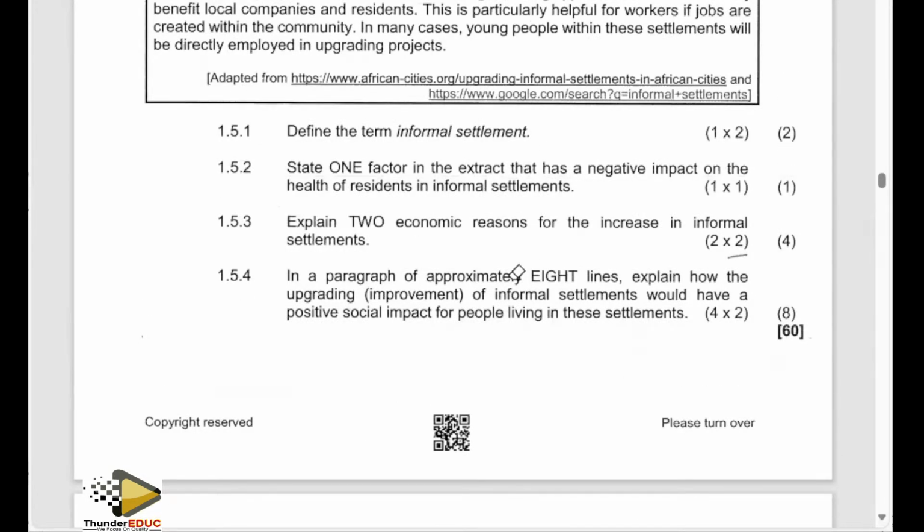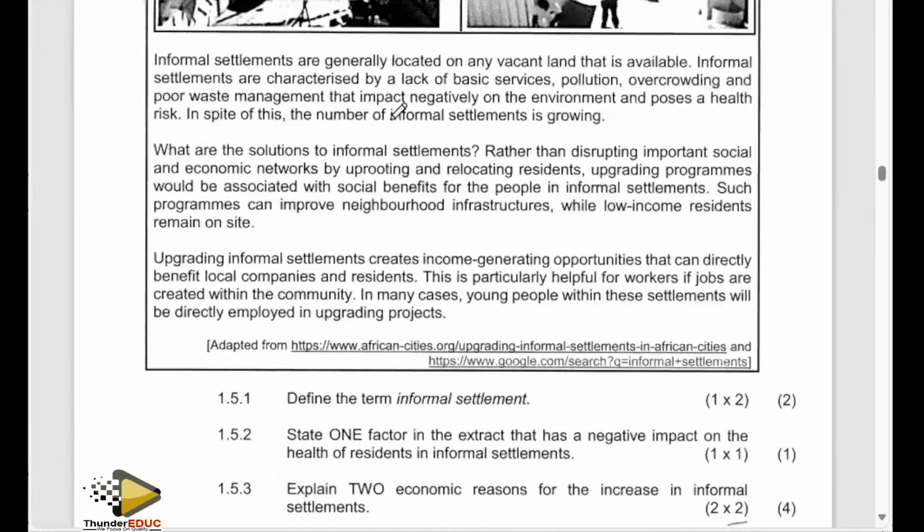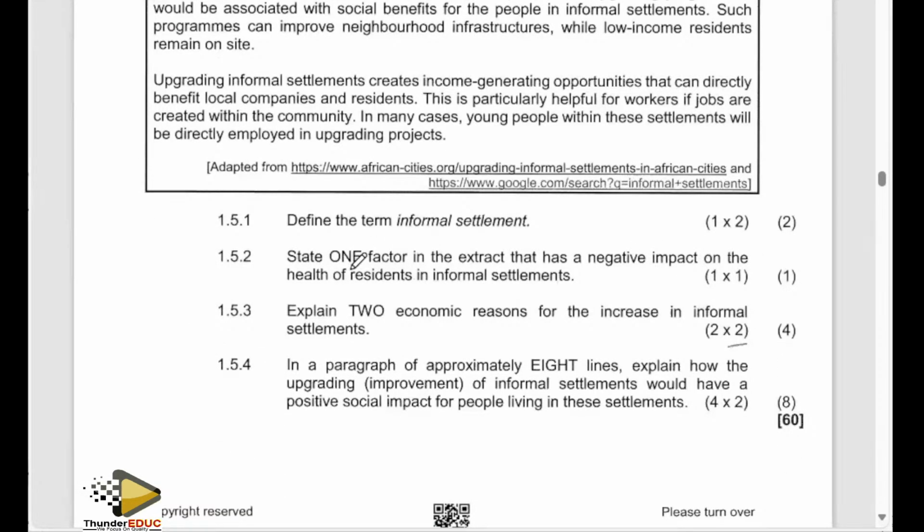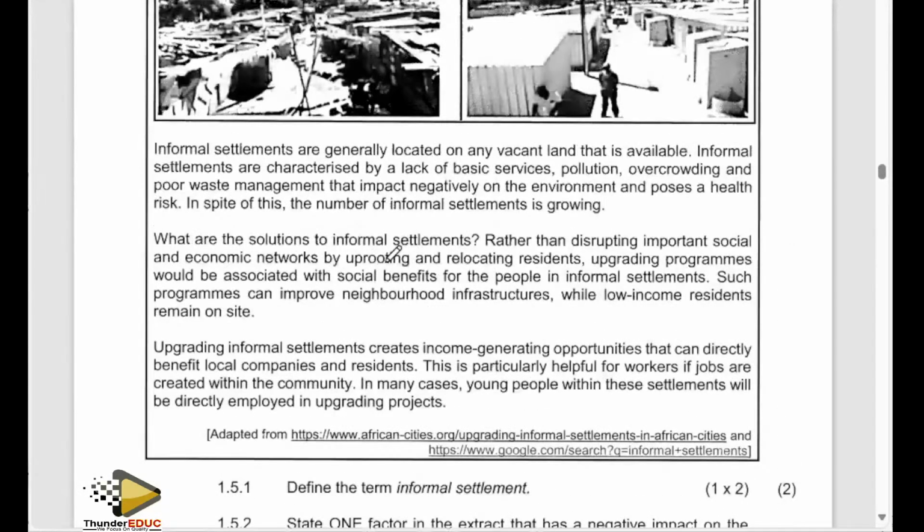Right. State one factor in the extract that has a negative impact on the health of residents in informal settlements. We go to the extract and try to figure out where we can find those. We are looking at factors that cause negative implications on the health of the residents in informal settlements. If we check the second sentence, it says informal settlements are characterized by lack of basic services. This is point number one. If there are no basic services, it means it's a health hazard. For example, there's no clean water supply, there's no sanitation. It's part of basic services.